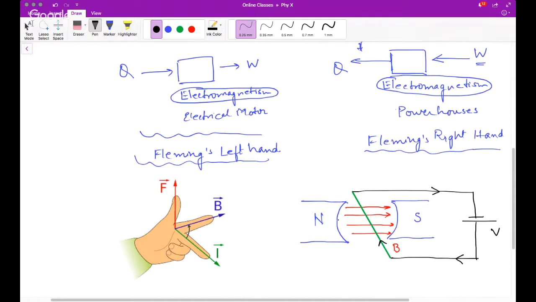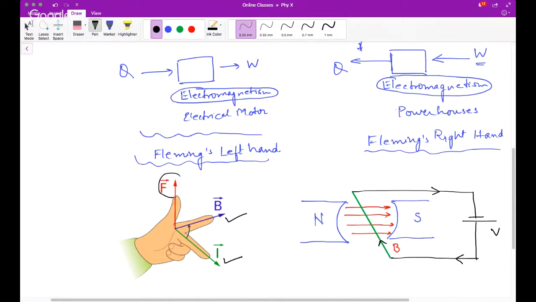Now, Fleming's left-hand rule helps us to determine in which direction the force will be applied. The inputs will be the magnetic field and the current. If you know the magnetic field and the current, you will know the force applied onto the conductor. So what did we learn? Fleming's left-hand rule is used where the input is energy and the output is the force.